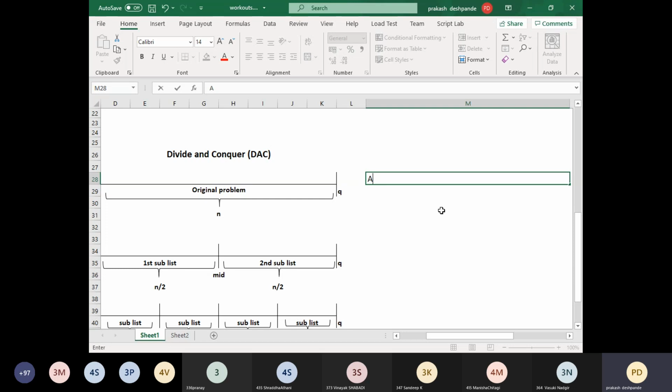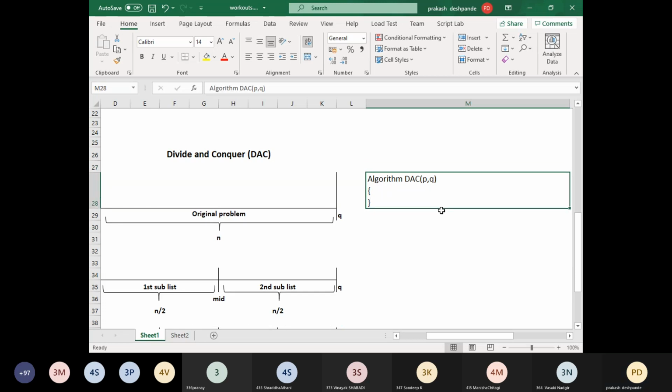So the general algorithm for divide and conquer would be, algorithm. Since it is divide and conquer, I can use any name here, but for better understanding, I will use DAC, that specifies divide and conquer. For divide and conquer, I will have two parameters: the starting point of the problem and the ending point of the problem, that is P and Q. Once I have P and Q, I can write its corresponding body here.